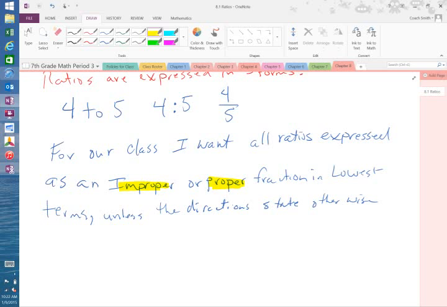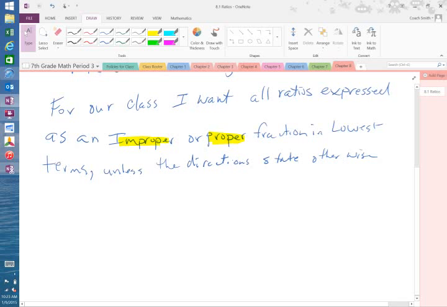If the ratio of boys to girls in here was 4 boys for every 1 girl, then the ratio would be 4 to 1 or 4 over 1, not 4. So it has to be expressed as an improper fraction or as a proper fraction in simplest form.